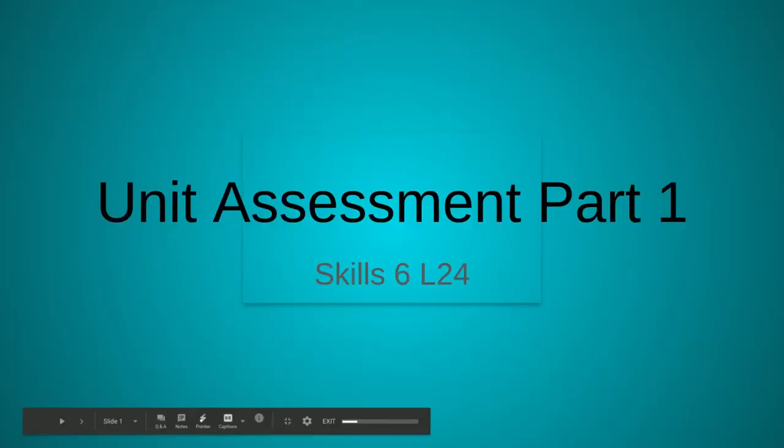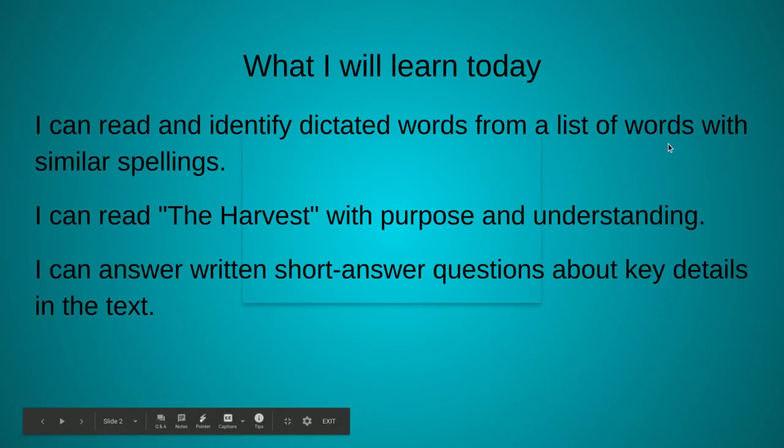Our I can, or what I will learn today, are: I can read and identify dictated words from a list of words with similar spellings. I can read The Harvest with purpose and understanding. And I can answer written short answer questions about key details in the text.